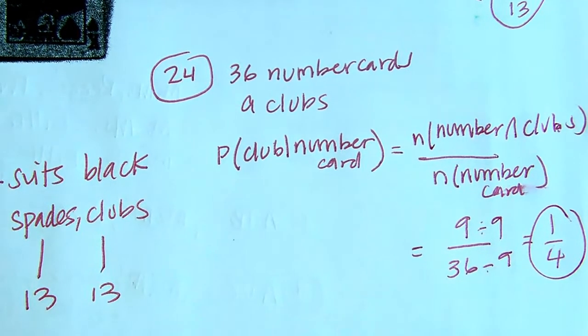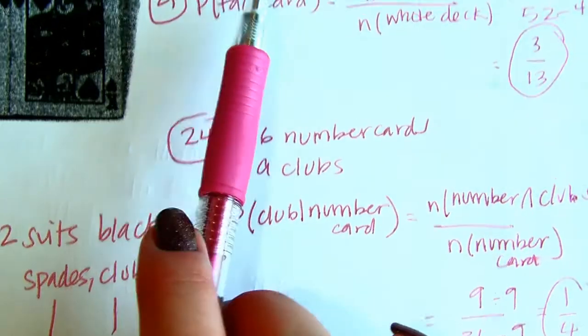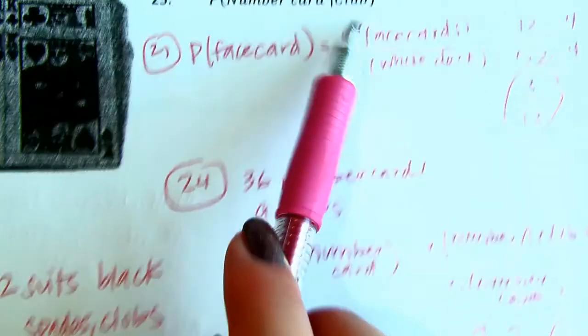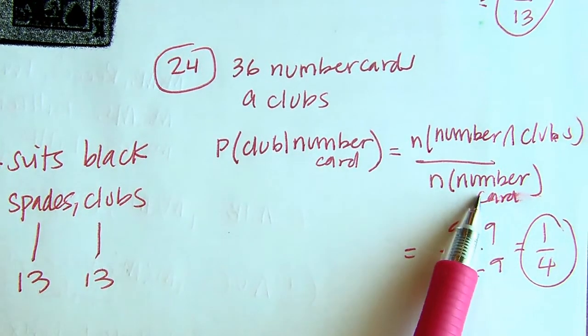Same thing for 25, that's conditional probability. A number card given that it's a club. The only difference is going to be the denominator, how many clubs you have.